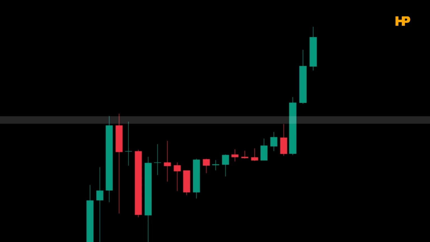Overview: price often consolidates during the low volatility Asian session, then breaks out when London opens at 8 a.m. Greenwich Mean Time.